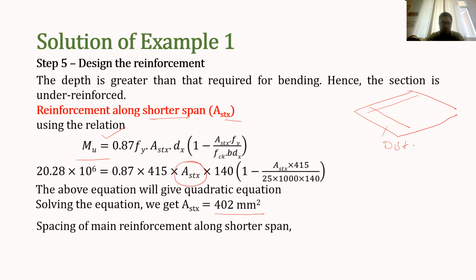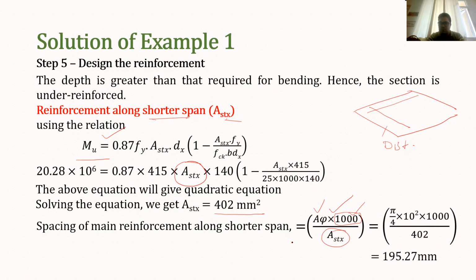The spacing of main reinforcement along the shorter span can be calculated by using this relation, which is A phi into 1000 by ASTX. A phi is the area of cross section of one bar, and 1000 is used because we are calculating this spacing for the unit strip, which is 1 meter. So this becomes 1000 mm, and ASTX is the area of steel required in that unit strip. With this, we can calculate the spacing, which is 195.27.